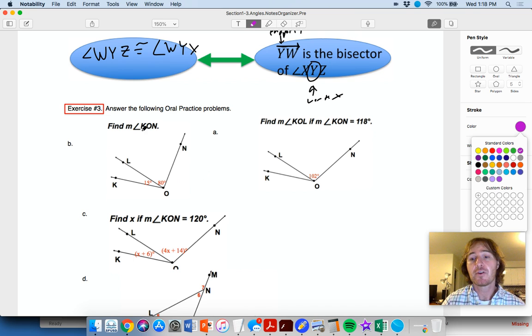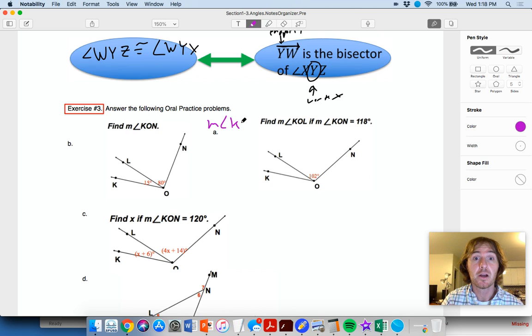Anyways, let's just go through them real quick, because these appear like common sense problems, but they could be harder for some folks here. Find the measure of angle KON. Well, here this would be something we'd use the angle addition postulate for. Angle KON is going to equal 15 degrees plus 80 degrees, right? Because we know that measure of angle KOL plus measure of angle LON equals measure of angle KON. So our answer here is 95 degrees. That's pretty easy. Let's just keep moving on here.